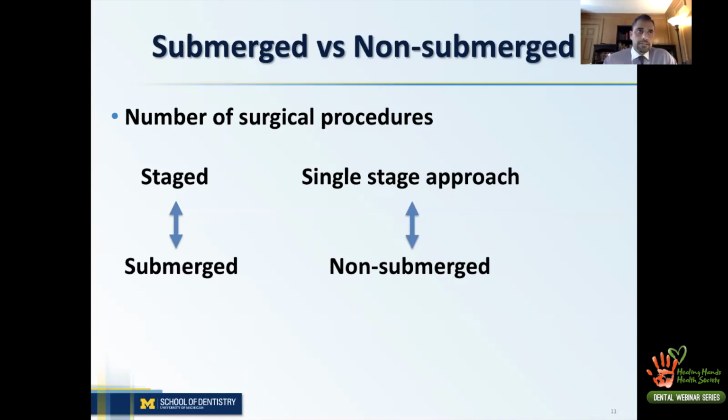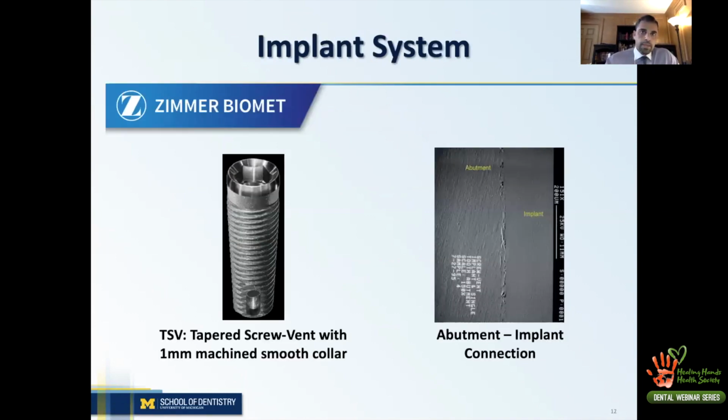Most of the cases in the pre-doctoral program, because they are straightforward, simple cases, fall under the single stage approach where a healing abutment is placed at the time of implant placement. The implant system we use for our pre-doctoral implant patients is made by Zimmer Biomet. It's the old Zimmer tapered screw vent implant, from before there was a merger between Zimmer and Biomet.